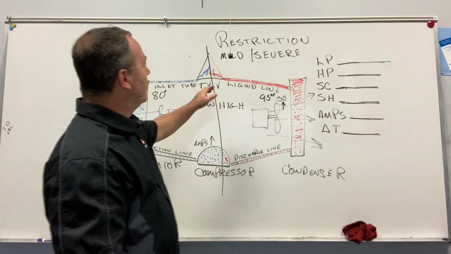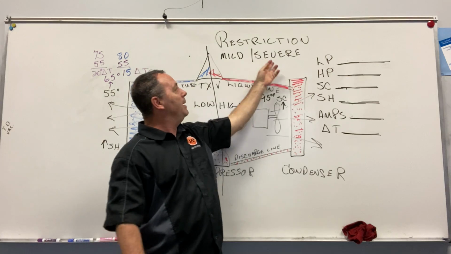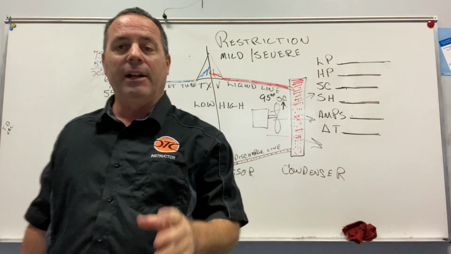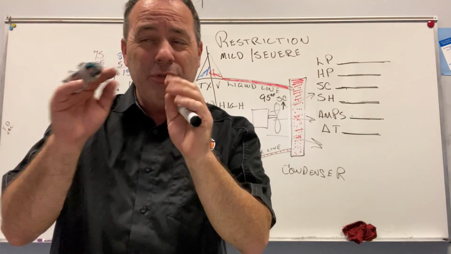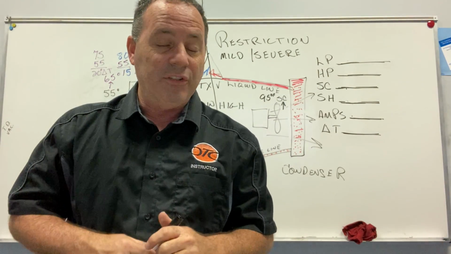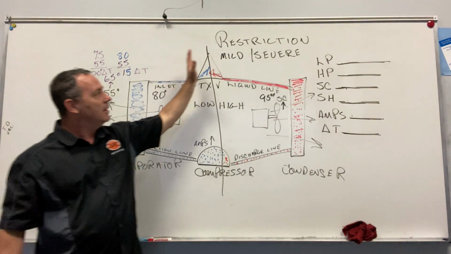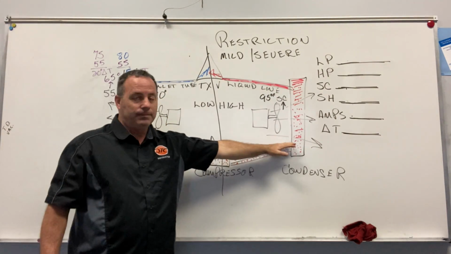Okay, so now let's talk about a restriction. It could be mild or severe, depending on what kind it could be. It could be mild restriction or a huge restriction, severe. So what's going to happen here when we restrict the system?